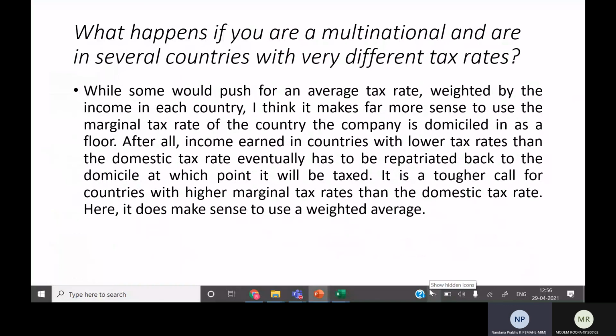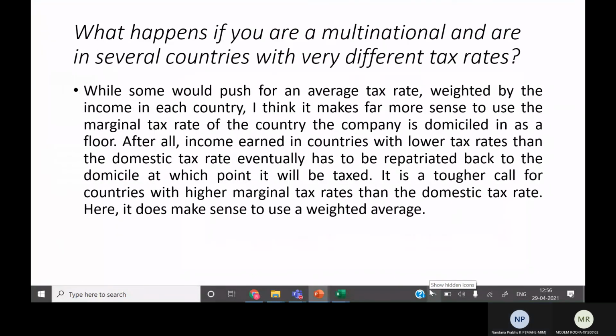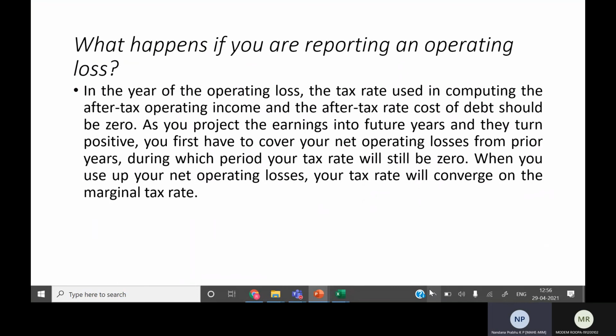so what is the conclusion? We'll go back to the previous slide. No, next slide. In the year of the operating loss, the tax rate used in computing the after-tax operating income and the after-tax cost of debt should be 0. As you project the earnings into future years and they turn positive, you first have to cover your net operating losses from prior years, during which your tax rate will still be 0.